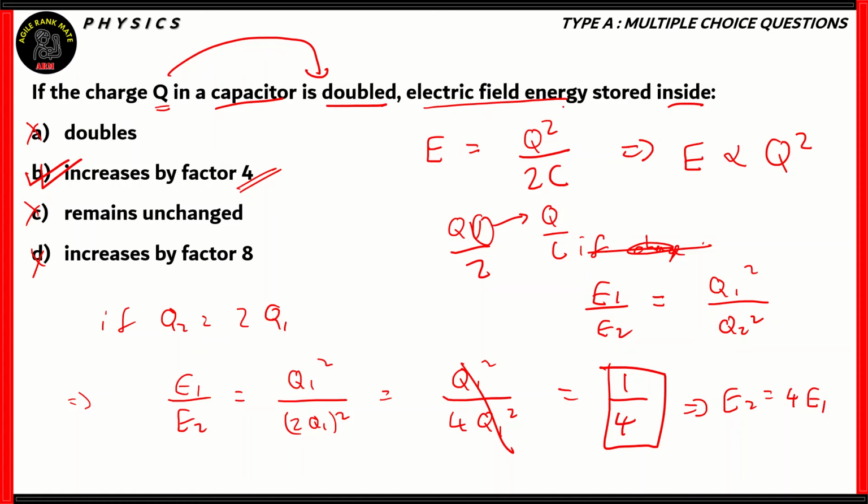So when we are relating the charge Q with the electric field energy, we should not use the formula E equals QV by 2. The reason being that the value of V also contains a Q. So therefore, the correct equation that we should use is E equals Q squared over 2C. So option B, increases by a factor of 4, is the correct answer instead of doubling. And that's because you have to use the correct equation, which is E equals Q squared over 2C.